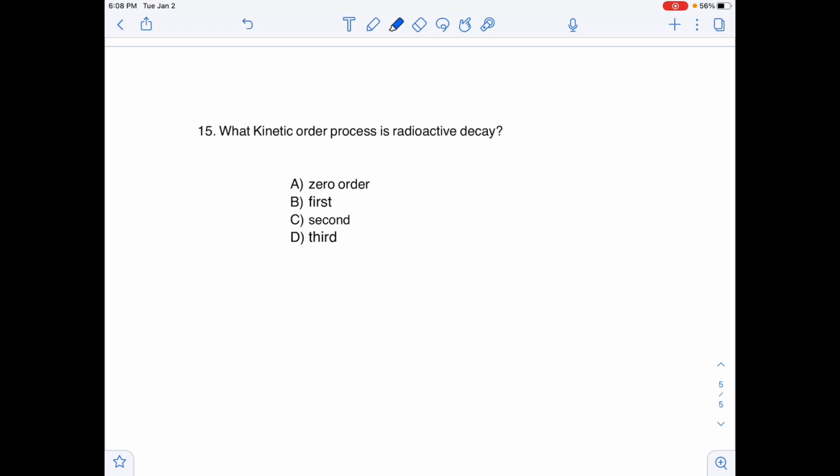And then for question 15, it asks, what kinetic order process is radioactive decay? So this is also something you should know, and the correct answer for this is going to be a first order reaction.